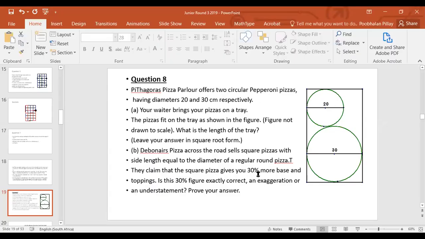They claim that the square pizza gives you 30% more. Is this 30% figure exactly correct, an exaggeration or an understatement? The answer is, it is an exaggeration, because it's actually 27%. And you must prove your answer, which we just did. Okay, so let's get to the next question.